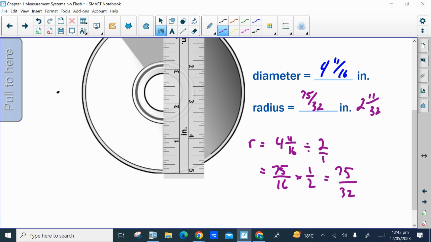There are some imperial measuring devices that will measure up to the nearest 32nd. This ruler is 1/16 of an inch because that's how many increments there are between 0 and 1. But there are some that will actually have 32 increments between 0 and 1. They're measuring to the nearest 32nd of an inch.